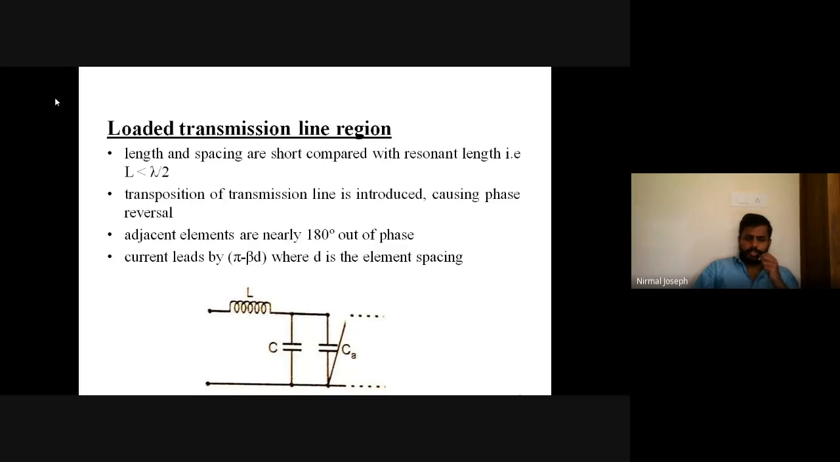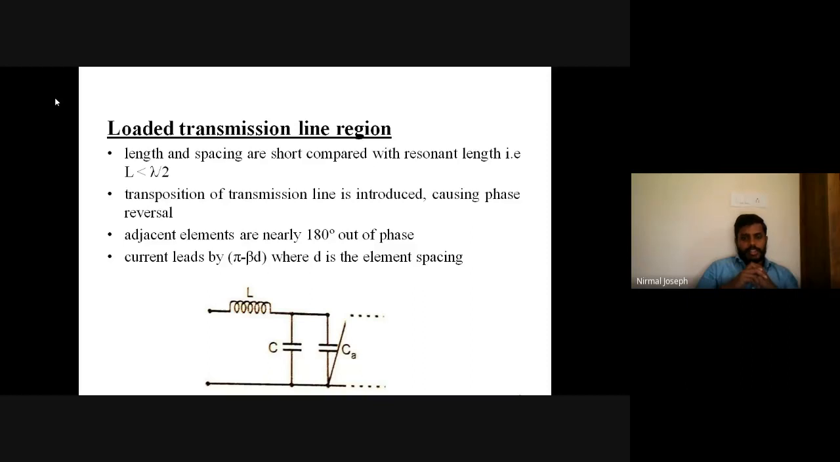Here also, since the capacitive effect is there, but not that much prominent as in the case of unloaded transmission line region. So here transposition of transmission line is occurring due to the particular spacing. That means that the spacing is not too short and not too large. So it can cause a 180 degree phase shift between the adjacent elements, and current leads by pi minus beta d, where d is the element spacing. Beta is 2 pi by lambda.